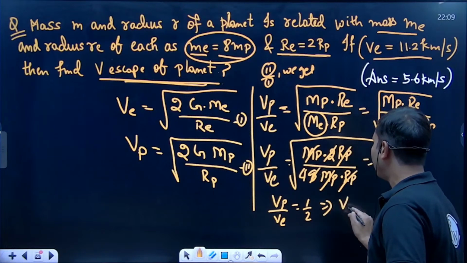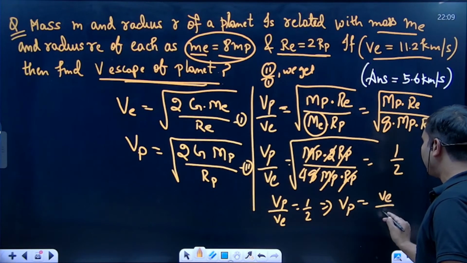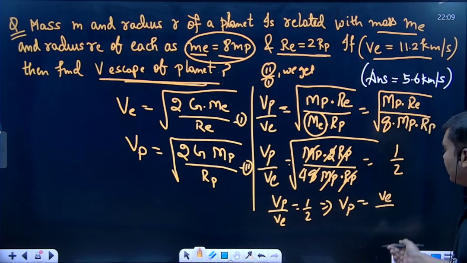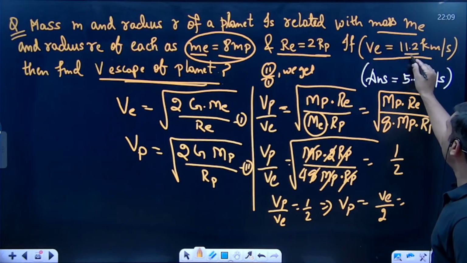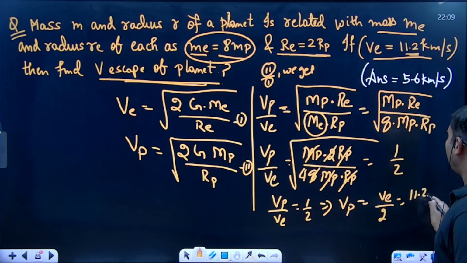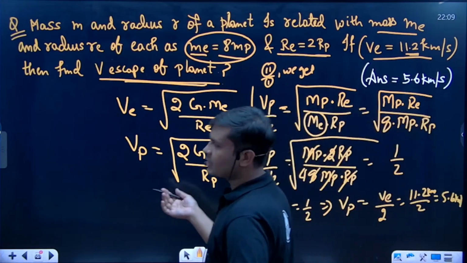So here we get the velocity of planet is equal to the velocity of Earth, that is the escape velocity of Earth, divided by 2. And how much is this? Tell me. 11.2. So 11.2 upon 2 will be equal to 5.6 kilometer per second. Okay, kilometer per second. So it is the answer of this question.